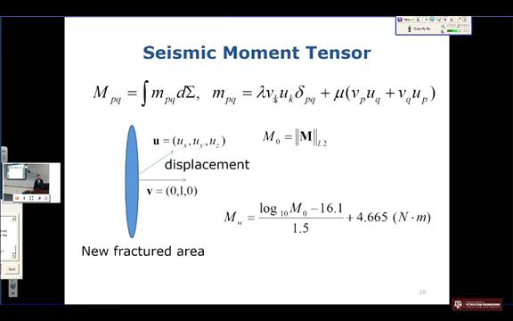Just like this. Here lambda is the first Lamé constant, mu is the shear modulus, and delta sub PQ is the second order identity tensor. Then we can calculate the intensity of the micro-earthquake using the following equation.